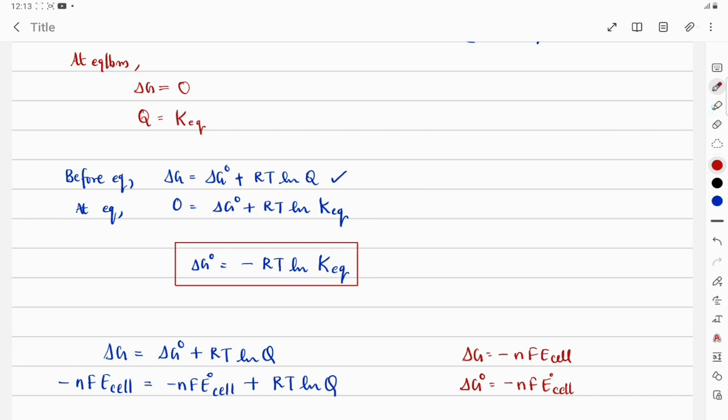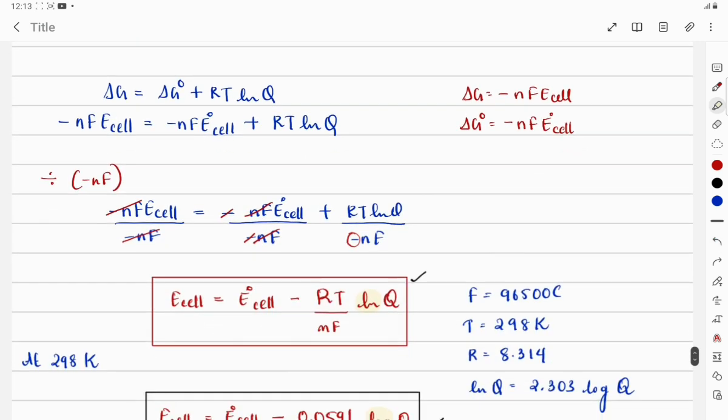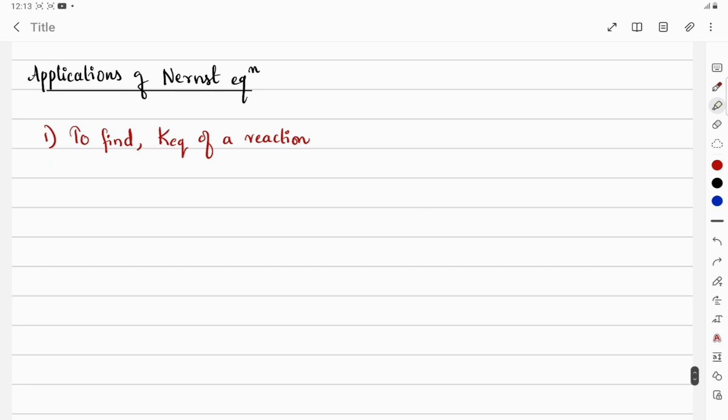Because delta G, as you can see here, is equal to minus NF E cell. If delta G is equal to 0, we know N cannot be 0 and F cannot be 0. So what will be happening to E cell? That also has to be equal to 0 in an equilibrium reaction. Finding K equilibrium means the reaction should obviously be in equilibrium. So during equilibrium, we know delta G should be equal to 0. Therefore, E cell should also be equal to 0.